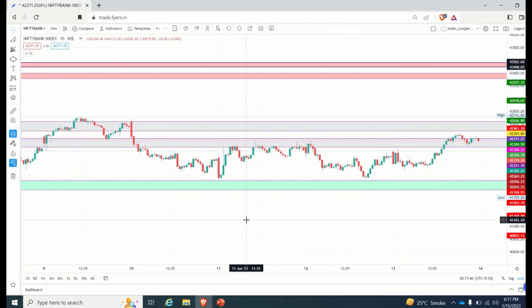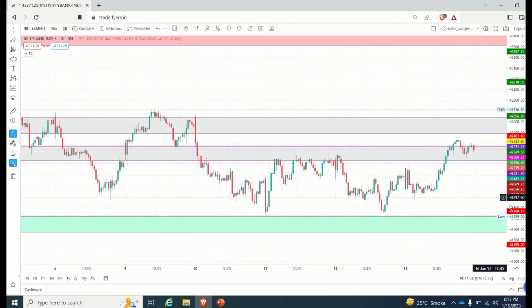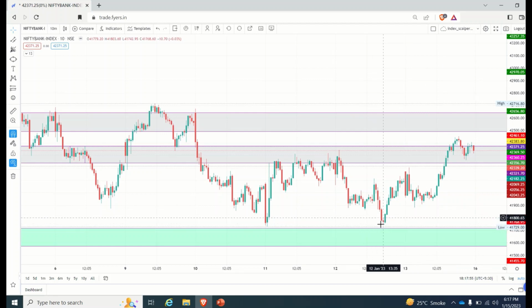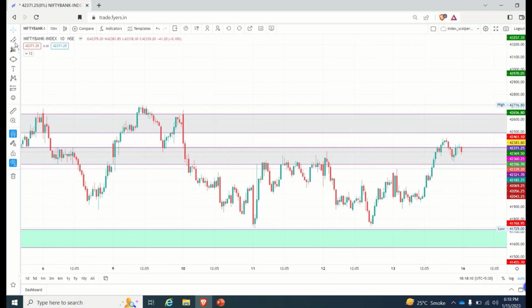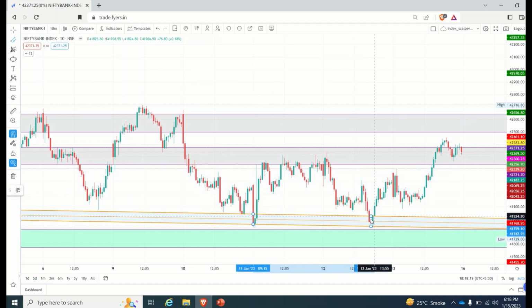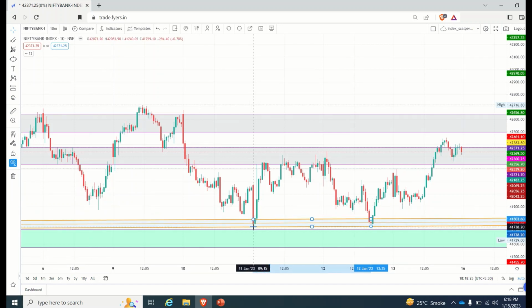So I hope I was able to make you understand how to draw the resistance and support correctly. Find the right order block in the bottom. In this area, you will see another small order block. Just a moment. This would be kind of this. Okay, let me draw it for you.